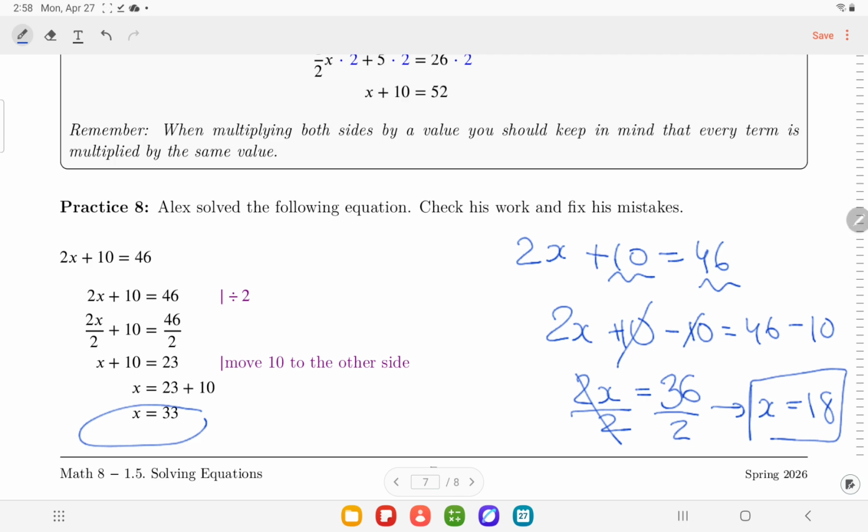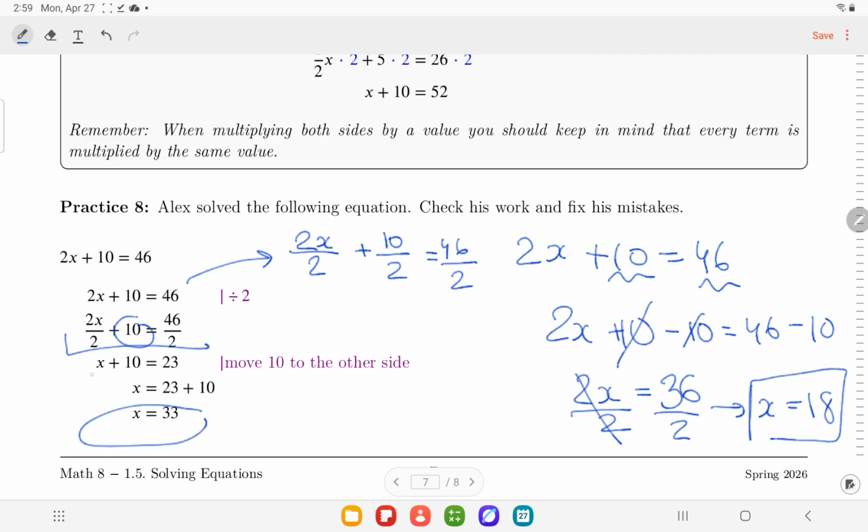So first, instead of combining our like terms, he divided everything by 2, which he can do if he wants to. It just makes things a little more complicated, as when you divide this by 2, you want to make sure that every single term gets divided by 2. So he also had to divide the 10 by 2, which he did not do. So that was one mistake.